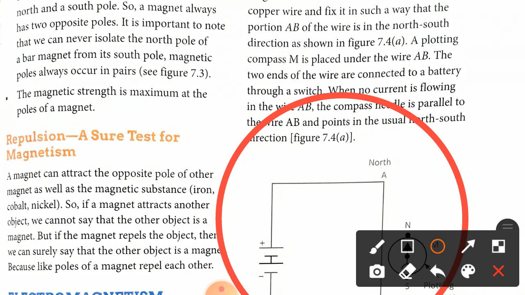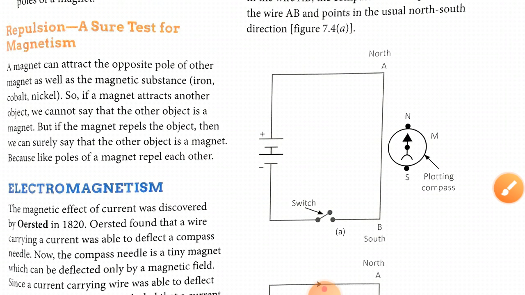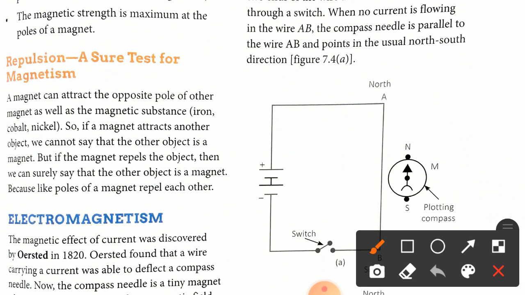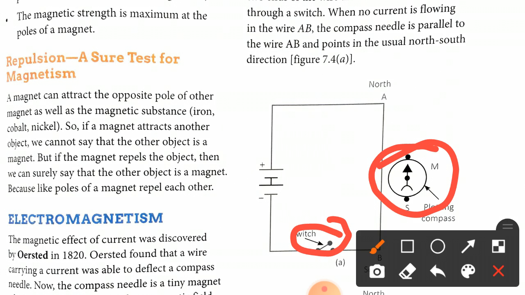A plotting compass M is placed under the wire AB. The two ends of the wire are connected. Here we connected the wire through a battery and a switch, when no current is flowing in the wire AB, the compass needle is parallel to the wire AB. You can see here from figure 7.4a, there is no deflection in the needle because the switch is open here. So the needle is in its normal position.